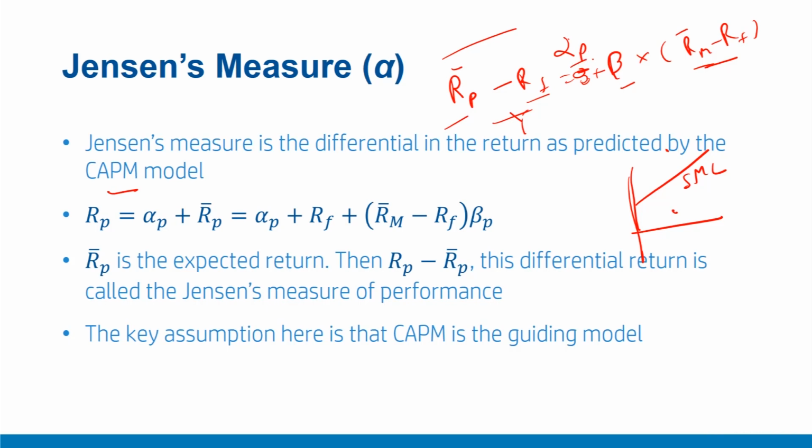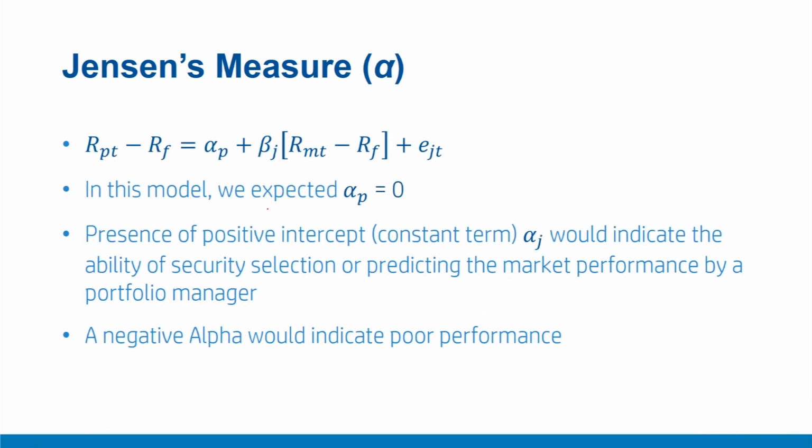If this alpha p is significant and positive, that indicates a differential measure of performance, positive performance by that fund manager. Assumption here is that CAPM is the appropriate model, which is represented by the security market line as shown here. If we find this alpha to be significantly positive, that indicates a higher performance as per Jensen's alpha measure. Theoretically, in this kind of model, we are expecting alpha p to be 0, which suggests that CAPM is appropriately followed, or all the securities are on the SML line.